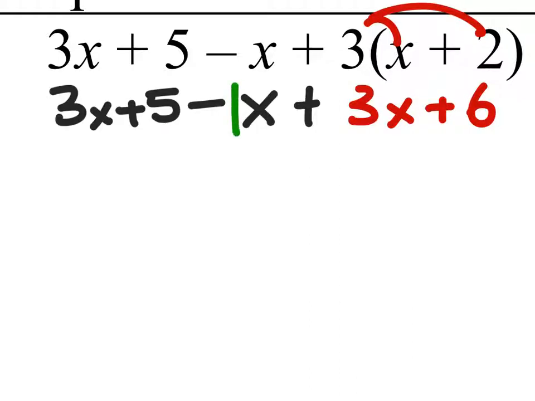Also, I'm going to show the phantom 1 for the minus x. Now what we're going to do is combine like terms.